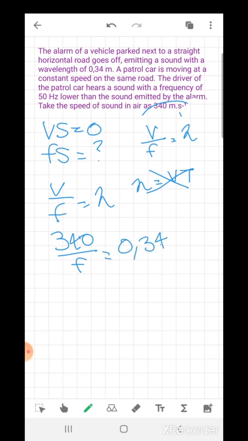But even if you don't understand that, just remember you should never be getting 0 as your frequency. And the only frequency that they gave you in the question was the 50 hertz. You can't say 50 hertz lower, because that's not the actual frequency. It's x minus 50, but we'll get to that. But anyway, that should give you, I'm just working out the answer, 340 divided by 0.34 should give you a frequency of 1000 hertz. So this is your frequency of the sound source, right?